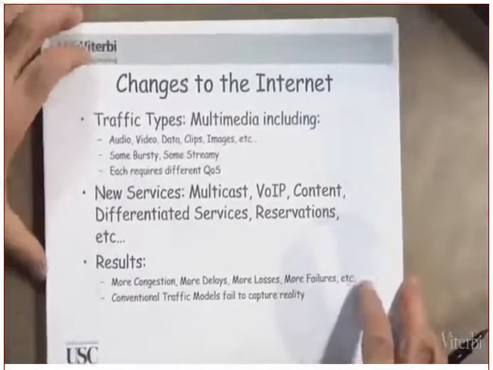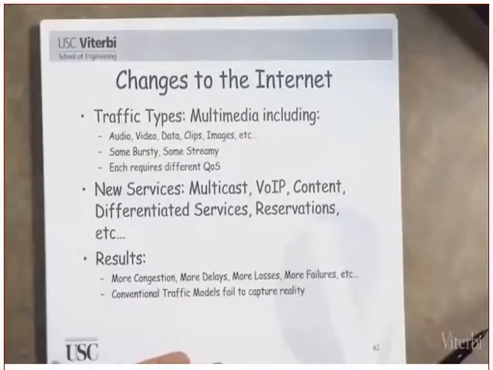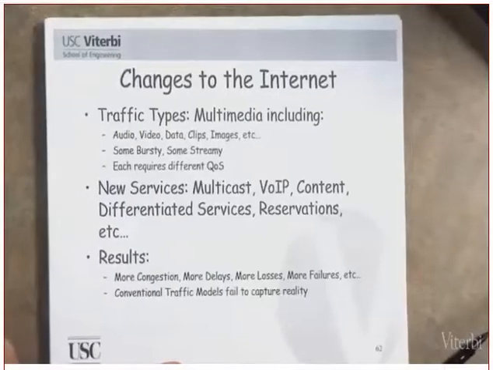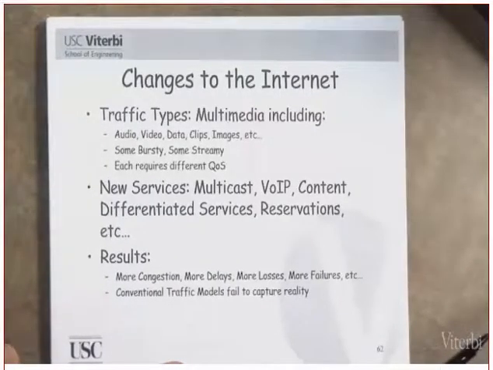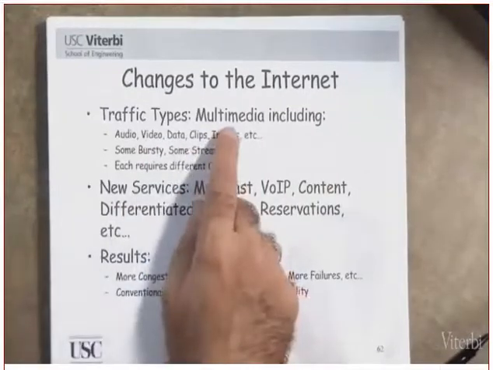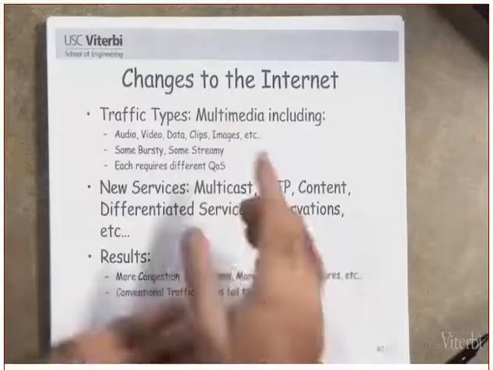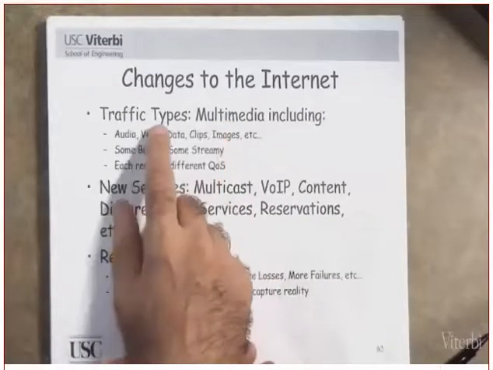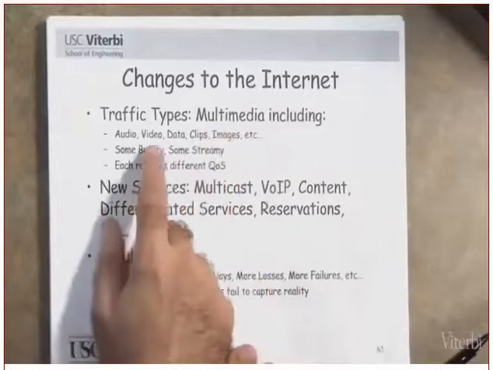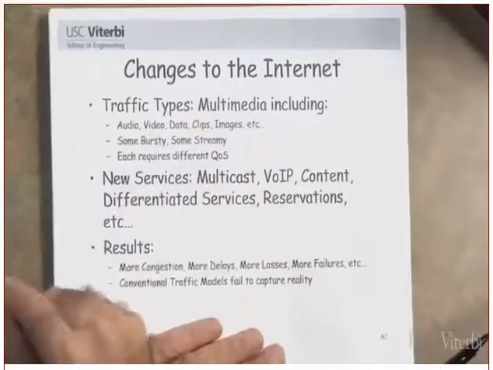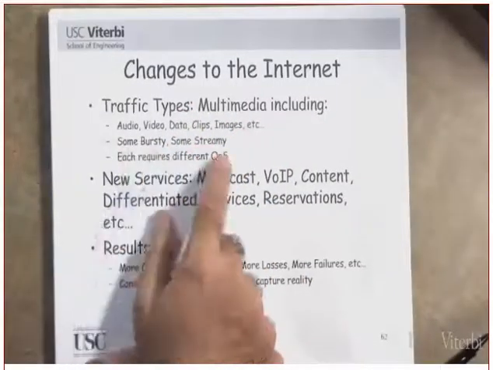Okay, now what changed in the internet? The first thing, again, as I told you last time, is the traffic type. Now it's heavily oriented toward multimedia. Before, in the mid-70s, early 80s, it was basically electronic messaging and file transfers. Right now, it's all types of what? Multimedia. And one thing that these types of traffic require is a huge bandwidth. And that's the basic idea of the course. So the traffic types, multimedia, including audio, video, data, clips, images, and so on. So some of them are bursty, some of them are streamy.